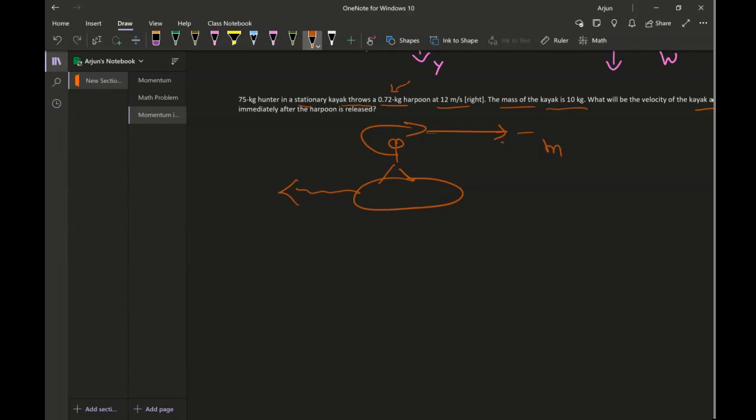Now let's write down the mass of the harpoon. MH is given to me as 0.72 kgs, and I'll call it M3, harpoon as 3. M1, I'll call it the mass of the person, which is 75 kgs, and the mass of the kayak, I'll call it M2, which is equal to 10 kgs.